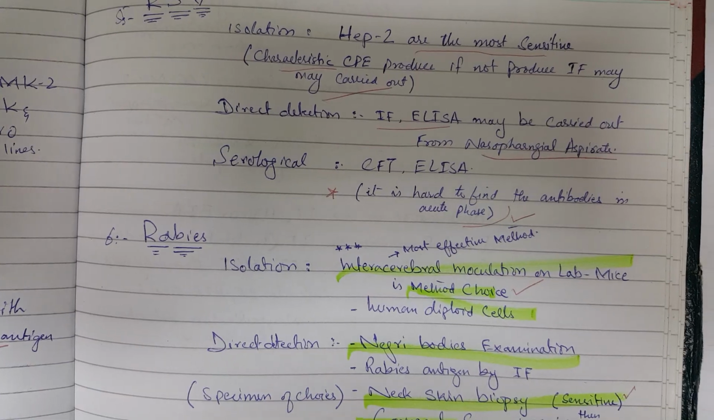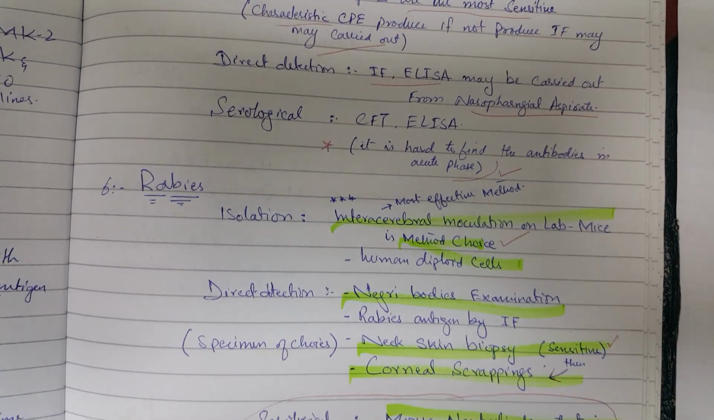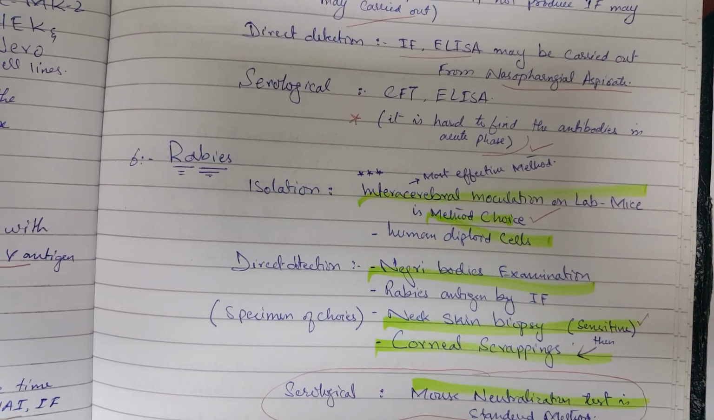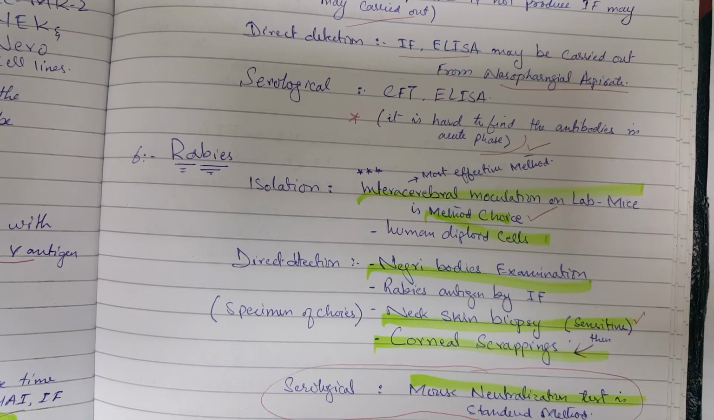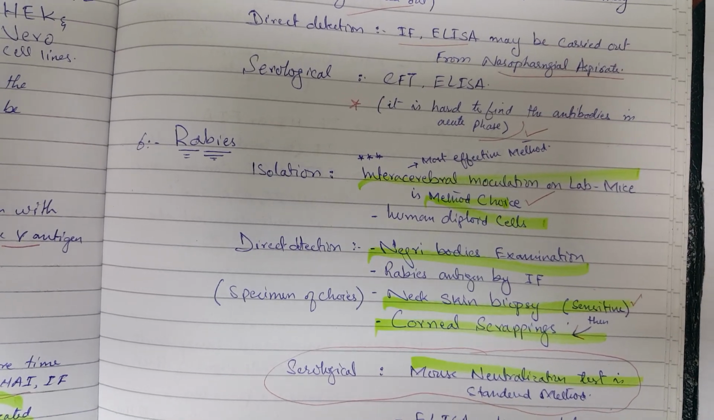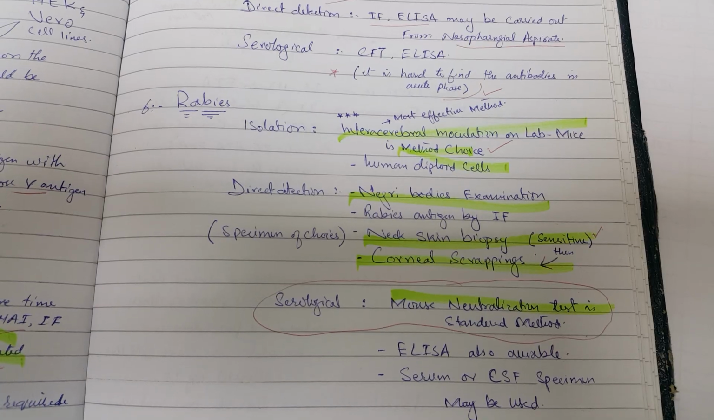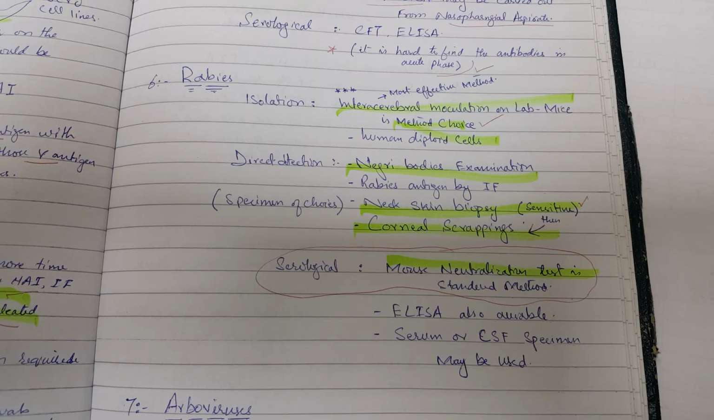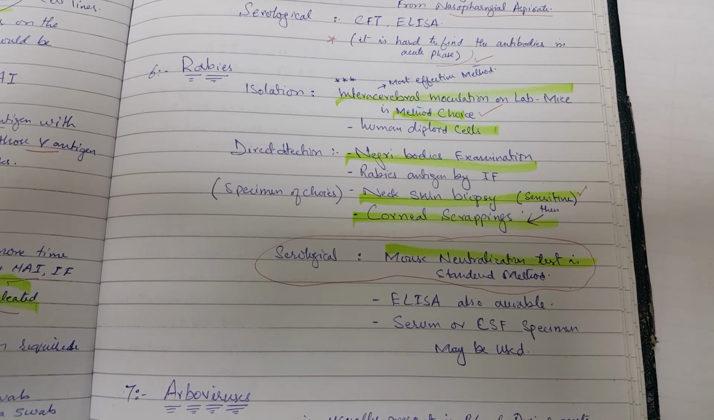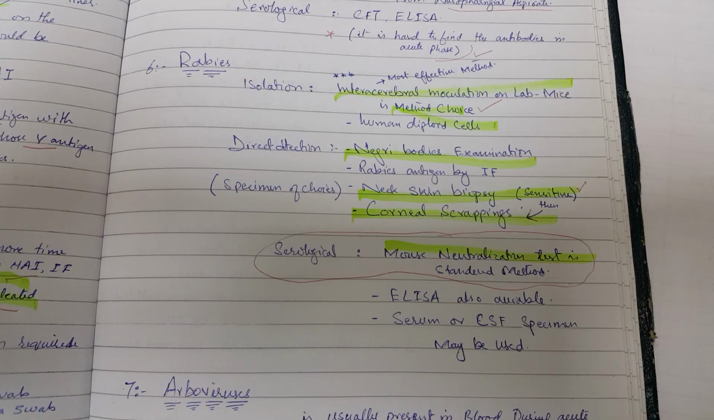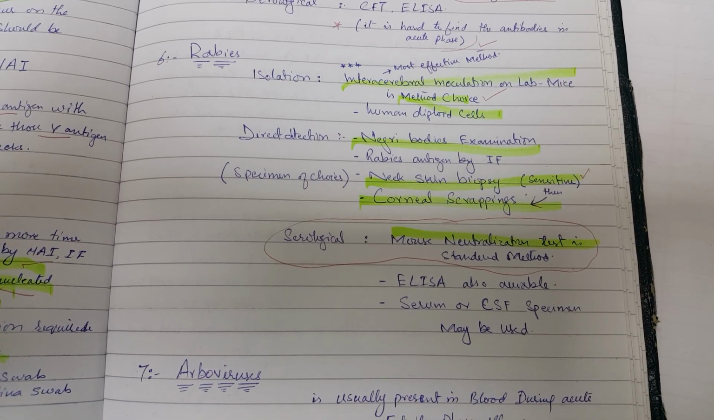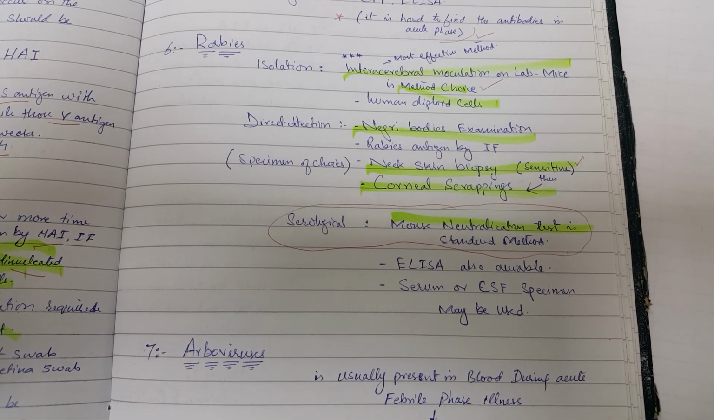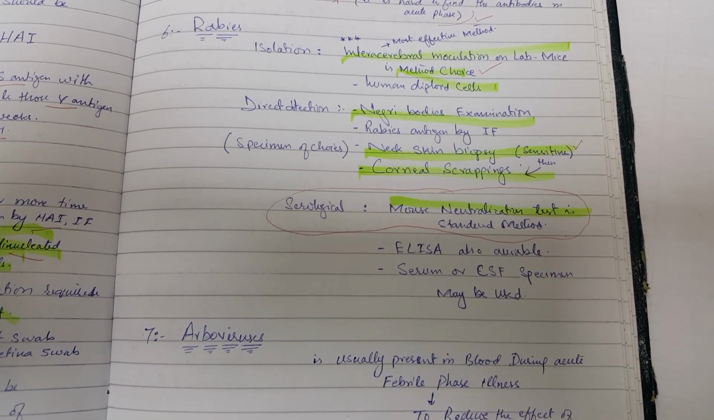in the acute phase. So in the rabies, the isolation by intracerebral inoculation in lab mice is the method of choice and most effective method. In direct detection, the Negri bodies are examined, and rabies antigen by immunofluorescence, and the specimen of choice is neck skin biopsy, which is more sensitive than corneal scraping. In serological identification, the mouse neutralization test is the standard method. ELISA is also available, and serum and CSF specimens may be used.